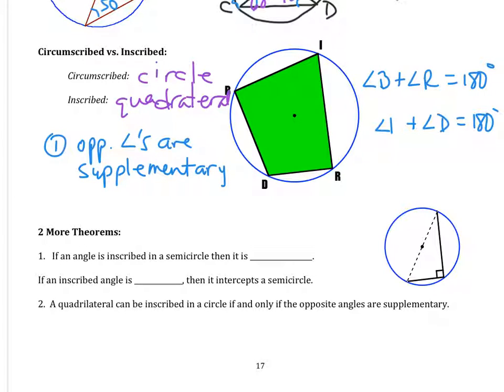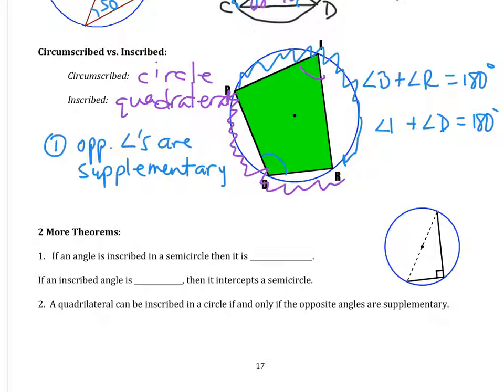What's the sum of all the arcs in a circle? 360. Do you see how angle I here is opposite arc BDR? Angle D, this angle, is opposite arc BIR. The sum of those two arcs is 360 degrees. What are their angles? Their angles are half. What's half of 360 degrees? 180. Okay? So that's what you have to understand. So the opposite angles are supplementary.